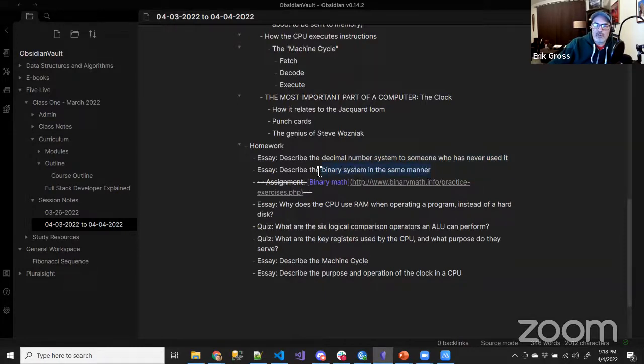The second one should be a bit easier, and you can refer to the earlier one. This essay about describing the binary system does not need to be a standalone essay. You don't need to repeat all the points you made earlier. You could literally make them one big long essay, or you can say, per my previous essay on the decimal number system. It's totally fine. Any questions about those two essays?